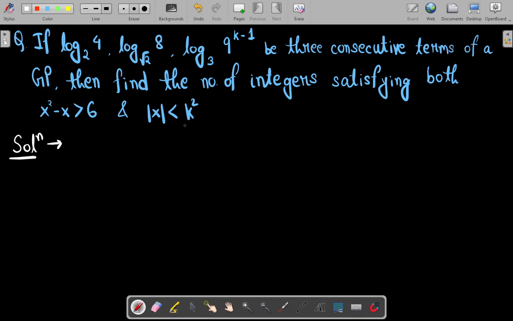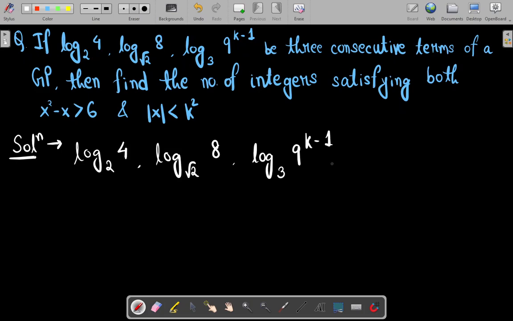Okay, so we have to find the value of k first from the given condition that these three terms are in GP. Then we have to find the number of integral solutions which satisfies both of these inequalities. So let us start here. We are given the terms log 4 base 2, log 8 to the base square root 2, and log of 9 raised to the power k minus 1 to the base 3 are consecutive terms of GP. So these are in GP.